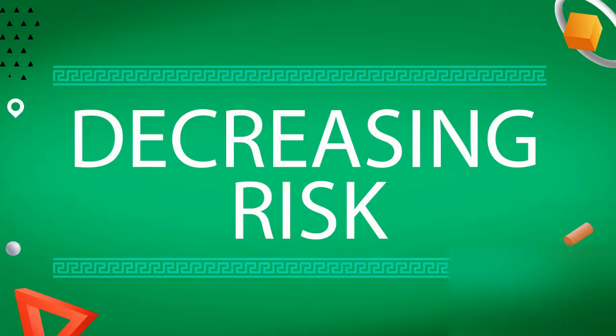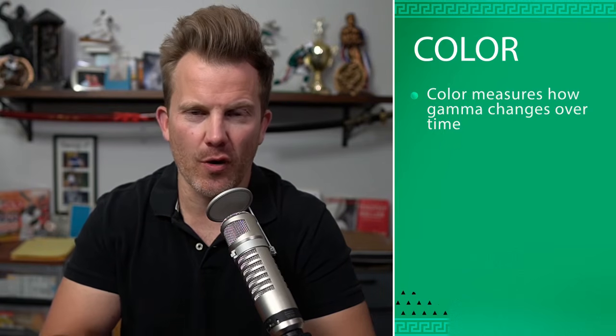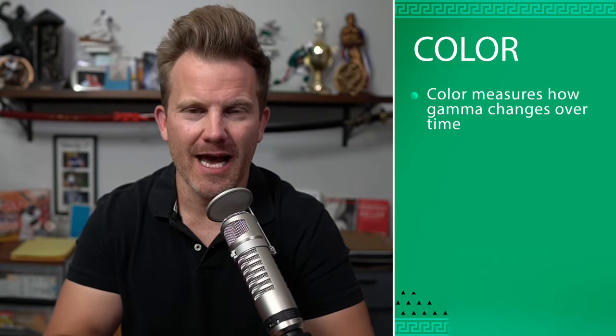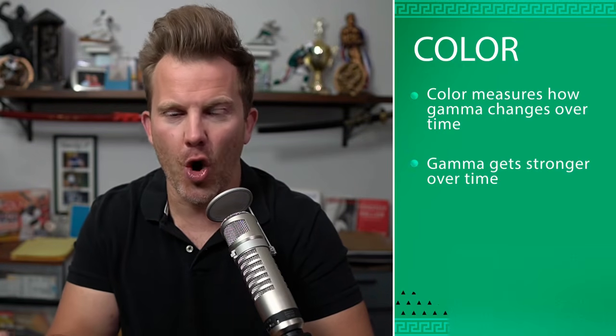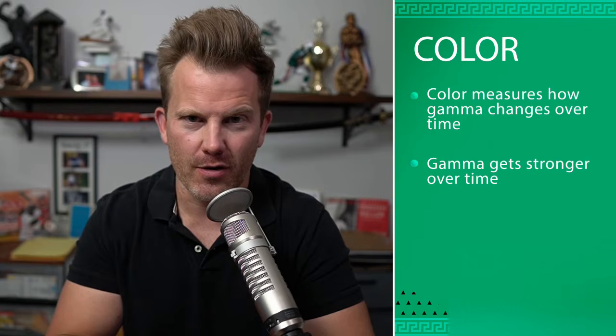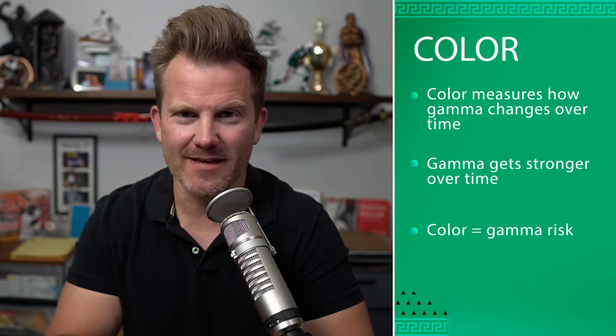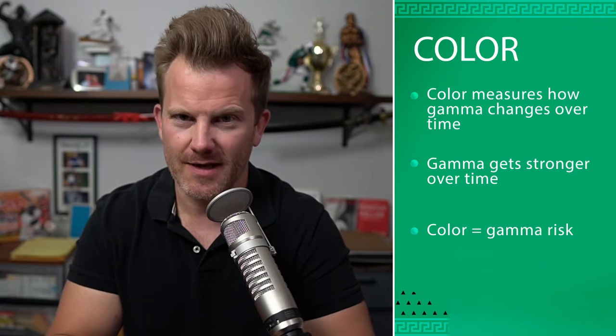Okay, so what about color's impact on risk? Well, if you haven't figured it out yet, here is what we've been hinting at for the last couple of minutes. Color shows us how gamma changes over time. Color shows us that gamma gets stronger over time. In other words, color is gamma risk. Einhorn is Finkel, and Finkel is Einhorn.